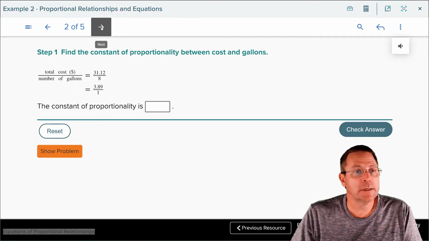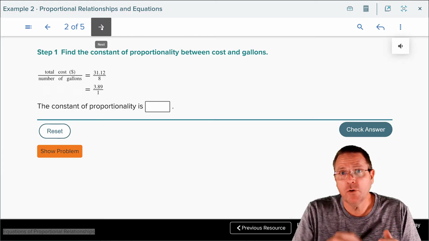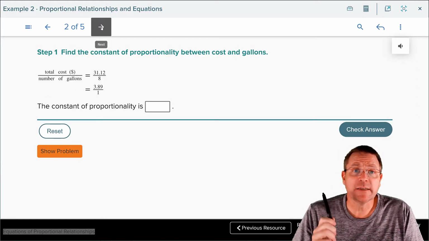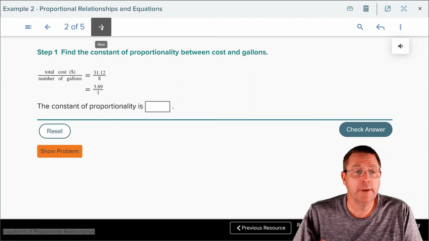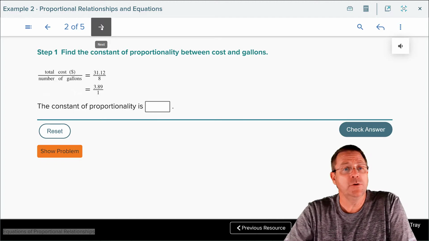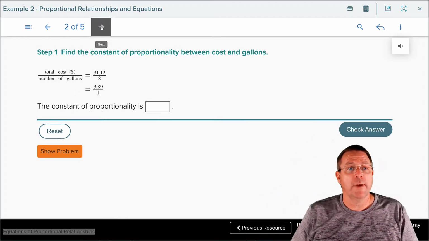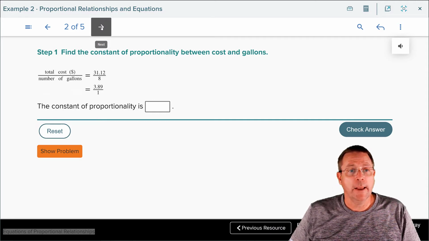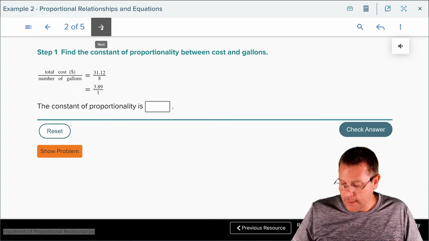Now we've got it set up where, I don't know that I really like the way they did this one. I'm going to show you theirs, and then I'm going to show you mine because mine is better. We're moving towards algebraic thoughts, and I think you're going to like mine better. They set up total cost over number of gallons equal to 31.12 divided by 8, and boom, they gave you 3.89 over 1. Where did this come from? Let's find out.